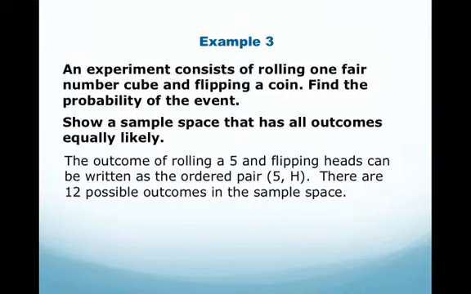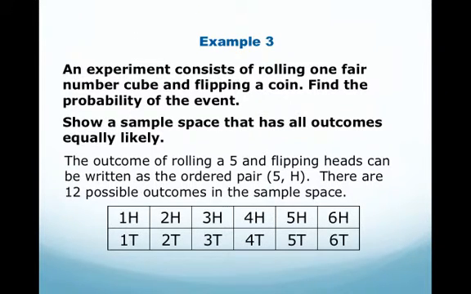The possibilities are 1 heads, 2 heads, 3 heads, 4 heads, 5 heads, 6 heads, 1 tails, 2 tails, 3 tails, 4 tails, 5 tails, 6 tails. So in all, there are 12 different outcomes that could happen.